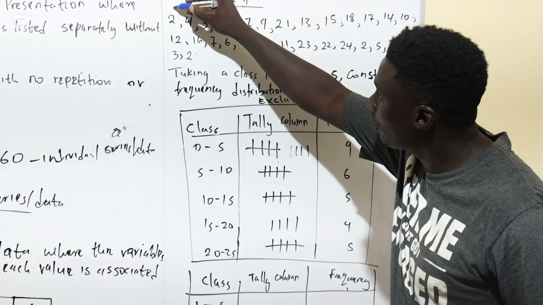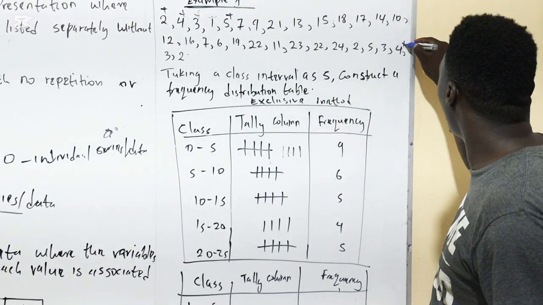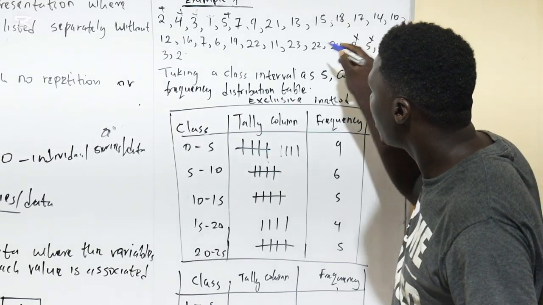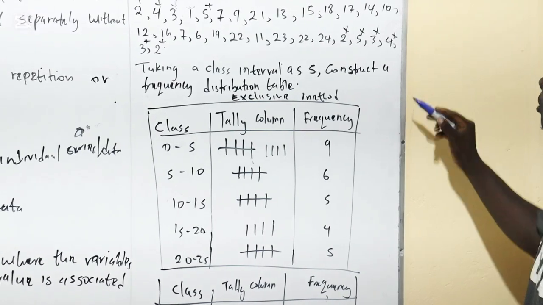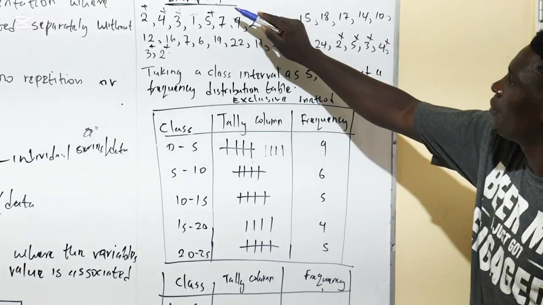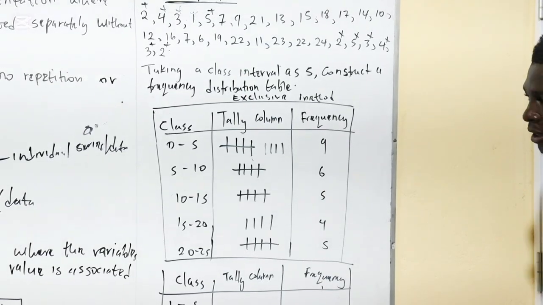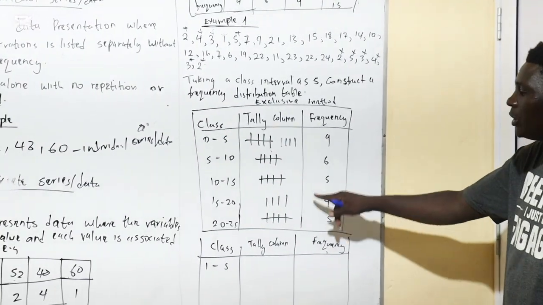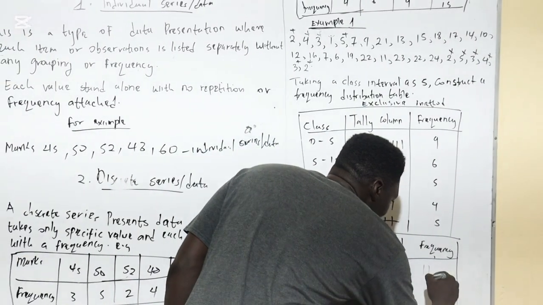So with inclusive now, we have 1, 3, 4, 2, 5 itself, 4, 3, 5 again, 2, then 2, and 3. Now let's count them. That will be 1, 2, 3, 4, 5, 6, 7, 8, 9, 10, 11. So you see, with exclusive the values were 9, now with inclusive they are 11. So we write 11.